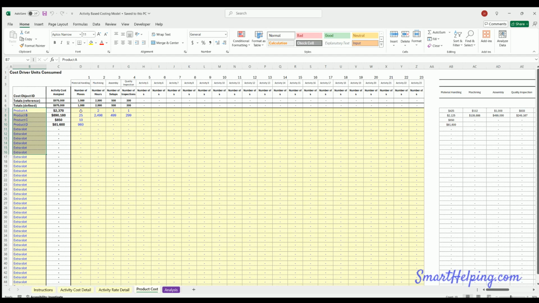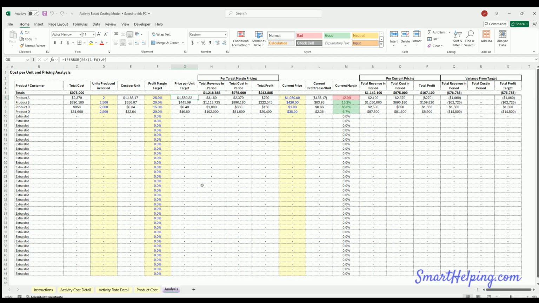And then we're assigning how many units each product used of that activity to come up with the cost allocated directly to that product. So that's the algorithm. Now we have the analysis where you can get smart on it.